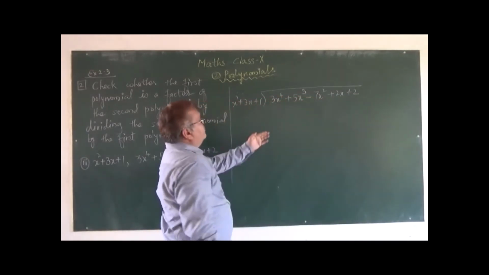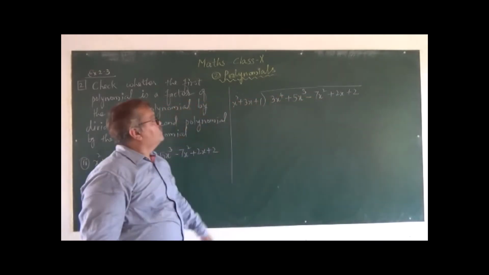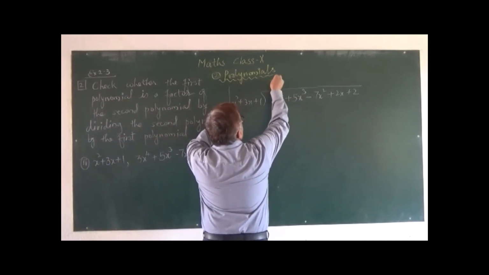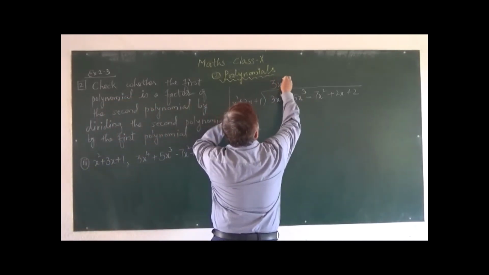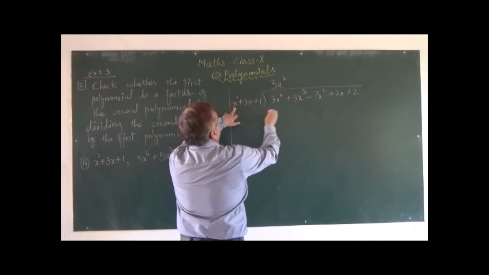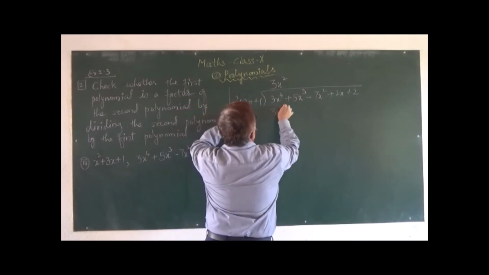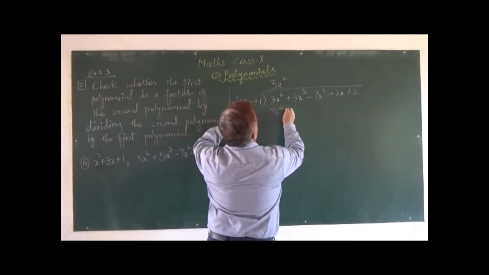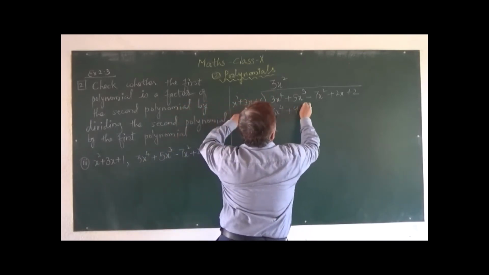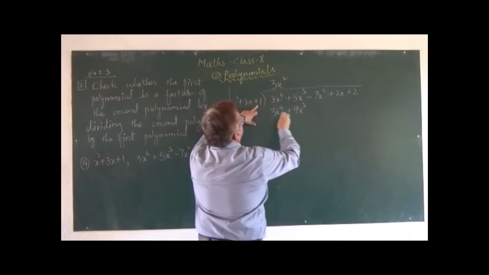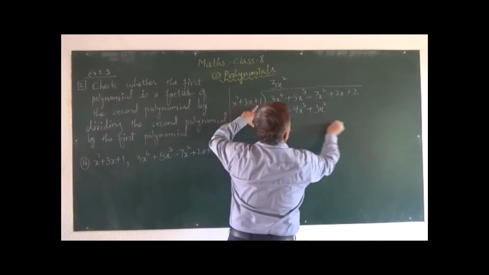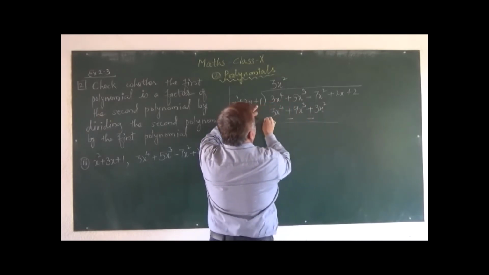We want to eliminate 3x raised to 4. What we are having here is x square, so we have to multiply by 3x square. 3x square into x square is nothing but 3x raised to 4. 3x square into 3x, 3 3s are 9x cube. 3 into 1, so that is 3x square. Now subtract this. Minus, minus, minus.